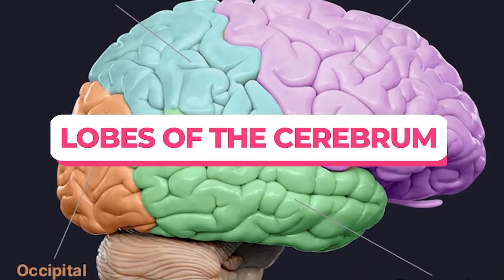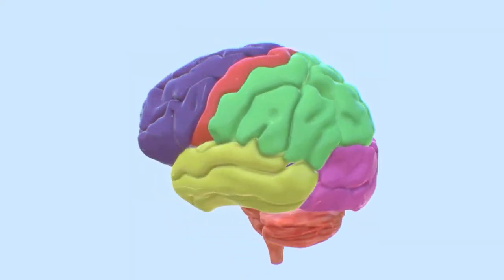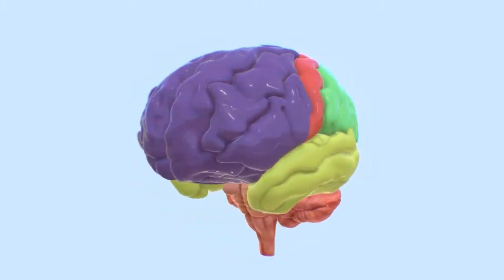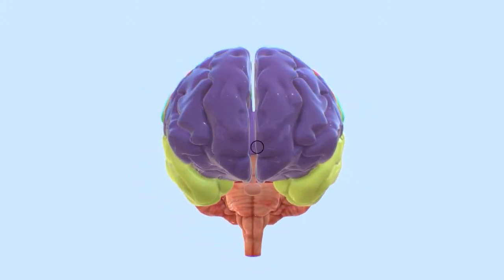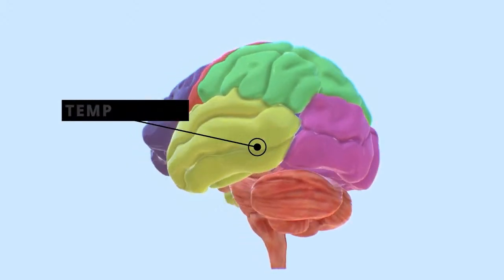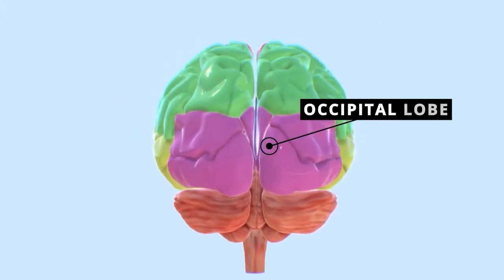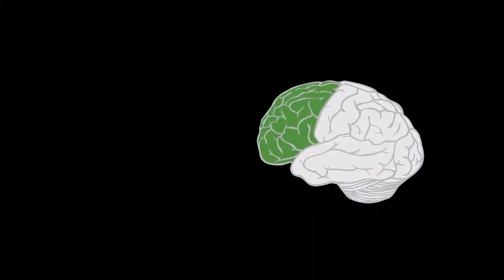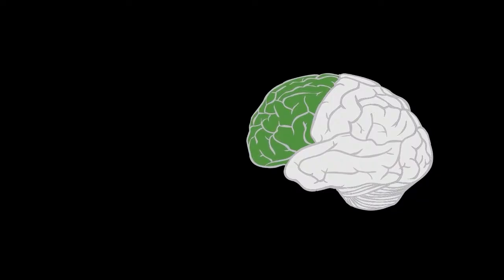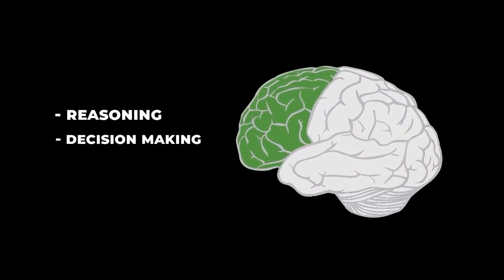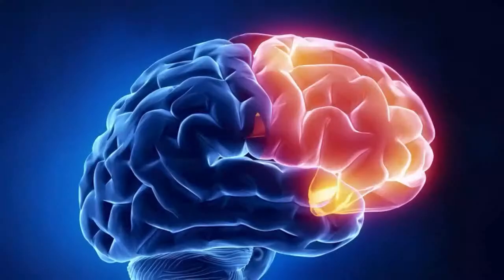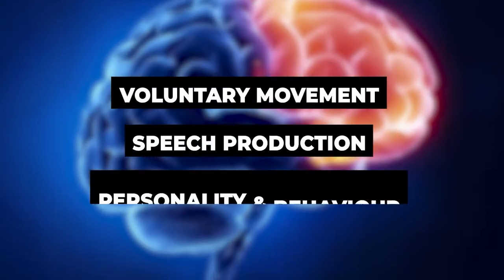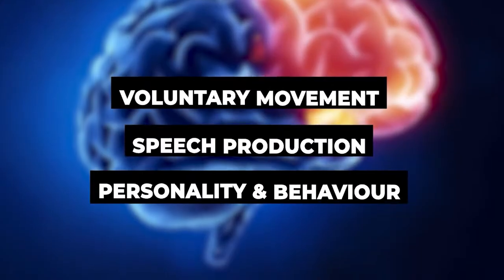Lobes of the cerebrum. The cerebral cortex, the outer layer of the cerebrum, is divided into four main lobes. Frontal lobe. Parietal lobe. Temporal lobe. Occipital lobe. Frontal lobe, located at the front of the brain, is responsible for executive functions such as reasoning, decision-making, planning, and problem-solving. It also oversees voluntary movement, speech production, and aspects of personality and behavior.